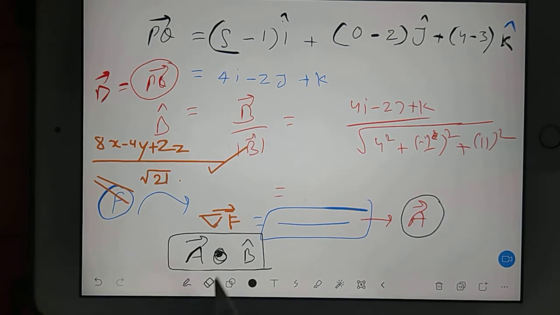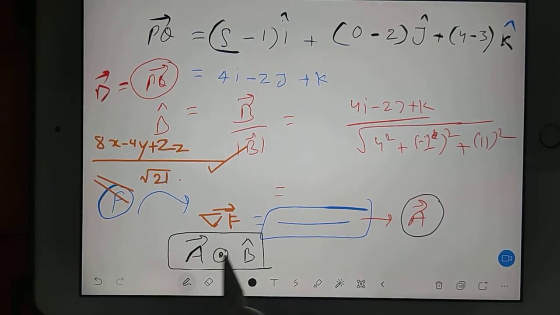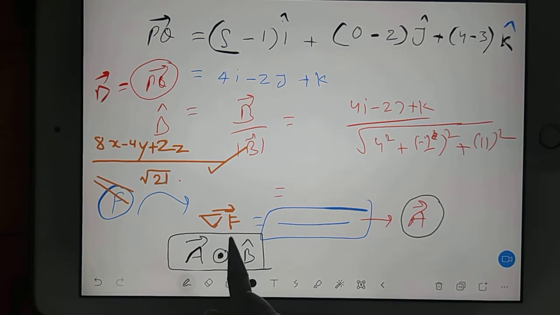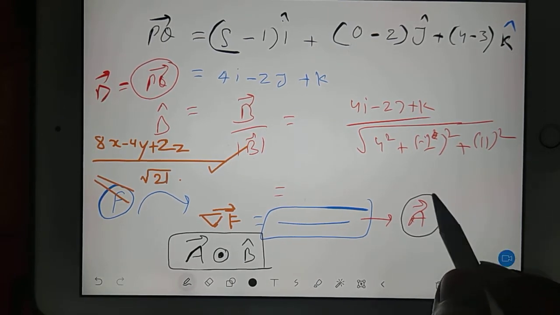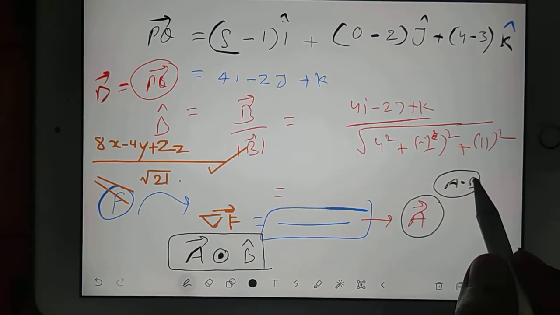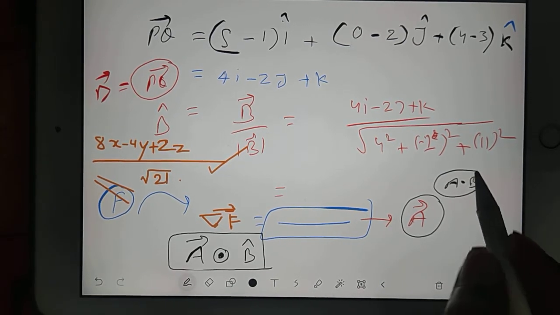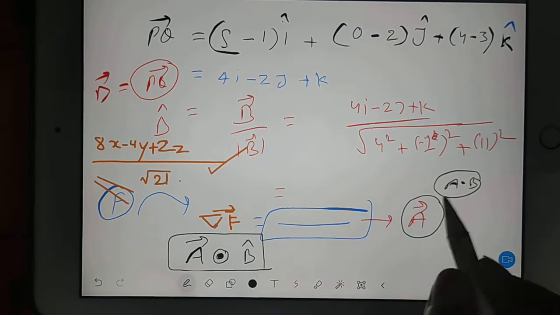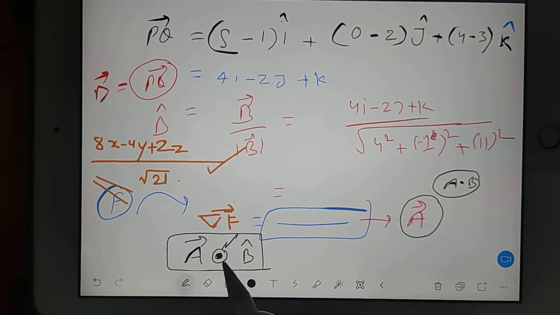I think I just blabbered something very wrong, right? I think I blabbered something very wrong. When you find out directional derivative, it is always a scalar quantity. It is always a scalar quantity because we find them using dot product. Dot product is scalar product, right? Okay.